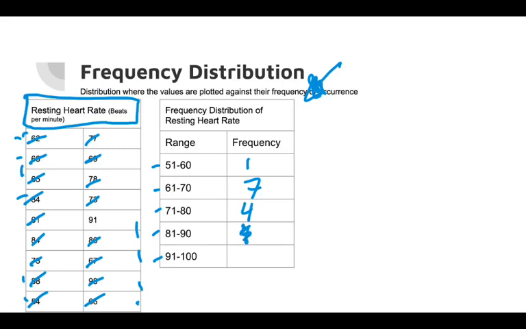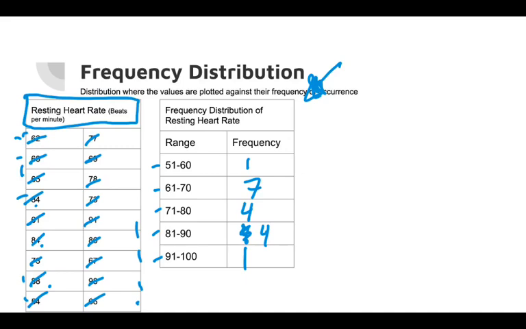Or did I count that? Hold up, let me look at that again. 1, 2, 3, 4. Oh, there is only 4. I just didn't mark it. And then there's 1 and then 91. Okay, so that's what the frequency distribution looks like.